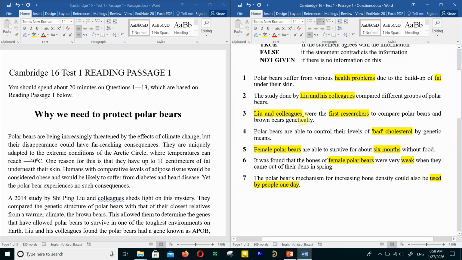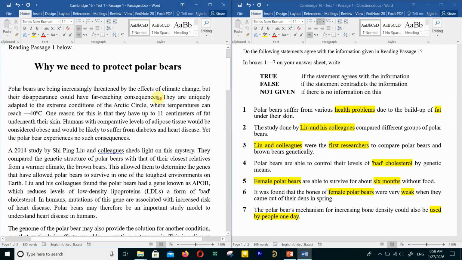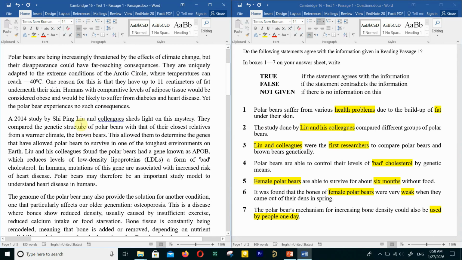Okay, here we go. We're going to start and scan just the passage to look for fat, and maybe this one, Lee and his colleagues. Fat, or anything paraphrased. Fat is not a clear idea. You see, Lee and colleagues is completely obvious. So this is for question 2.